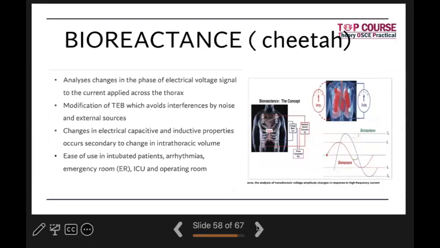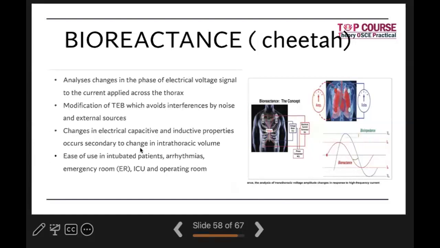Okay. Coming on to bioreactance. So bioimpedance basically measures how much the electrical resistance changes when the heart pumps blood. But bioreactance measures the electrical voltage signal changes in response to the current applied across the thorax. That measures resistance; this measures electrical voltage signal changes. So it is a modification of the bioimpedance where the interference by noise or external sources could be avoided.